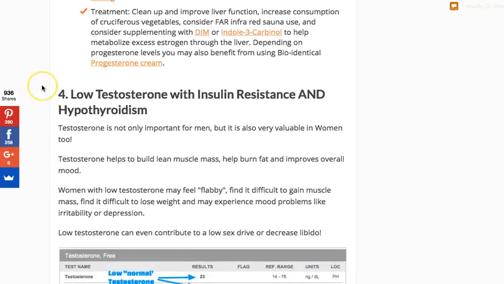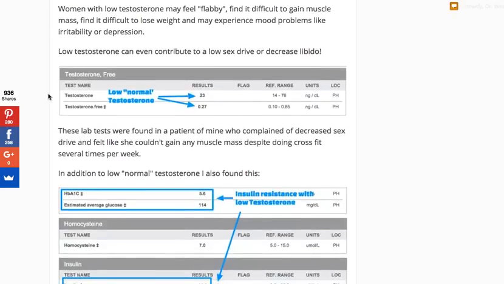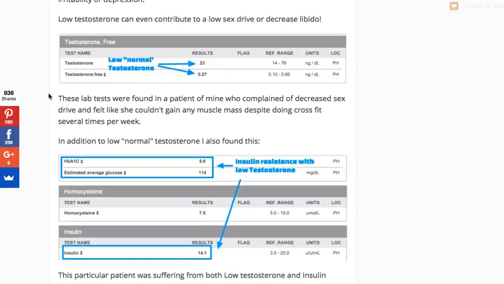I know this is a lot, but we got to keep chugging on. So number 4, testosterone is a big deal. Low testosterone, especially in women and especially in Hashimoto's, and especially if they have insulin resistance. So let me go down here and show you what I mean. What you need to do is order testosterone levels, and this is total testosterone. It doesn't say that, but that's what this should be. And you need to get free testosterone levels.